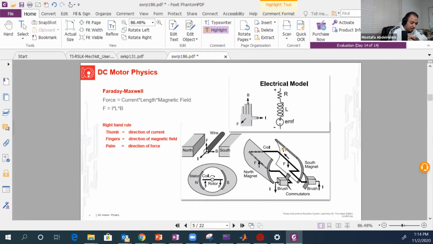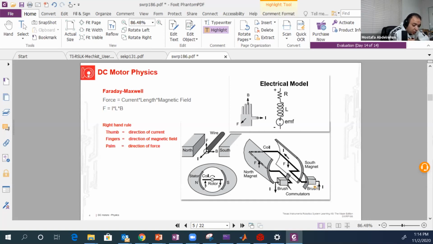Basically, you need a magnetic field, which we call the stator. This part is called the stator, and this is also the stator. The stator has a north pole and a south pole. The stator is just a magnet.